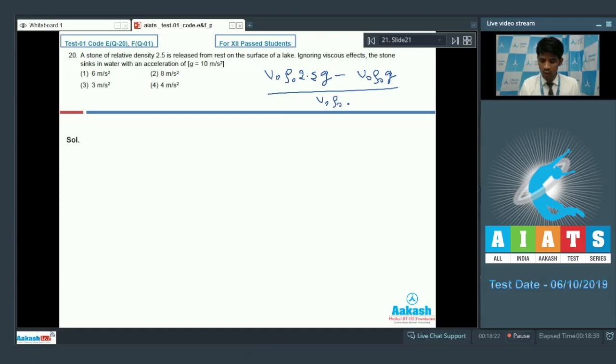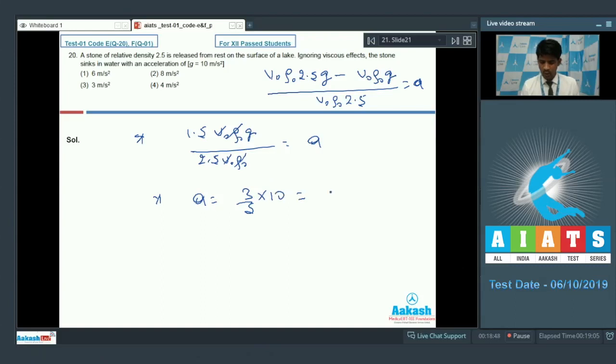It is V0 rho naught into 2.5. This will be the acceleration of the stone. 2.5 minus 1, it is 1.5 V0 rho naught G divided by 2.5 V0 into rho naught. This is acceleration, or acceleration is, this will cancel out, it is 3 by 5 into G. If I take the value of G to be 10, I will have this value as 6 meter per second square. Question number 20, option 1, acceleration is 6 meter per second square is the correct answer. Now let's take on to question number 21.